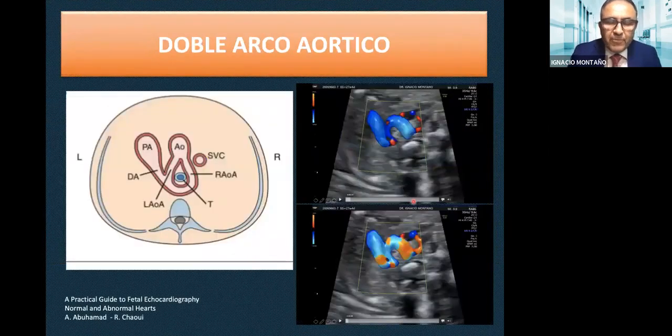And there is another condition that in the second trimester can be interpreted as a right aortic arch, but it is actually a double aortic arch. Here we can see from left to right the ductal arch, the left aortic arch with a smaller diameter or hypoplastic, the right aortic arch, and also the trachea. The trachea is located between the two arches, in the notch. This produces vascular rings due to compression of the respiratory and digestive tract.